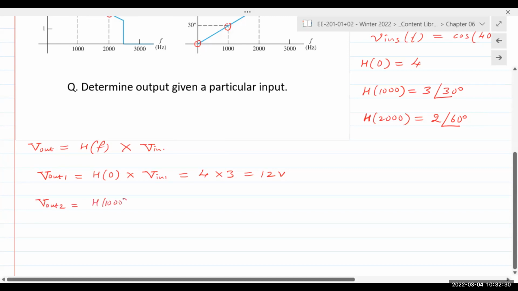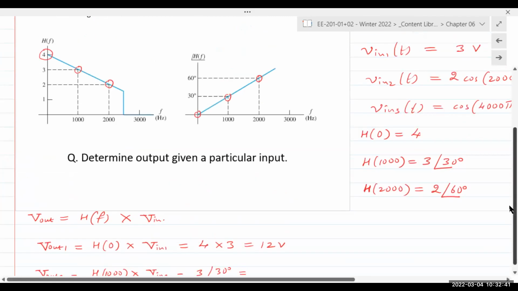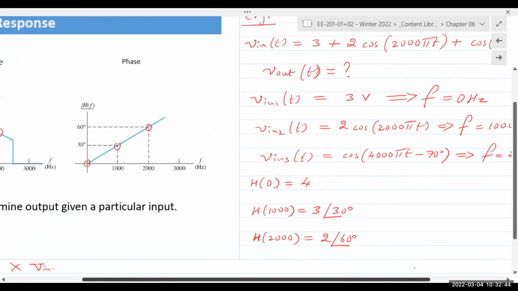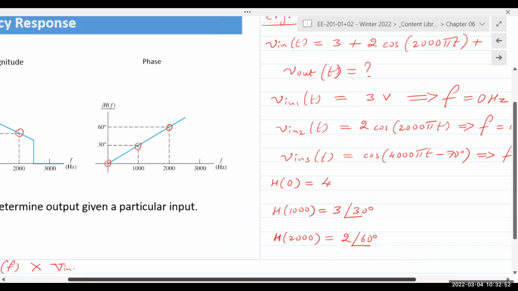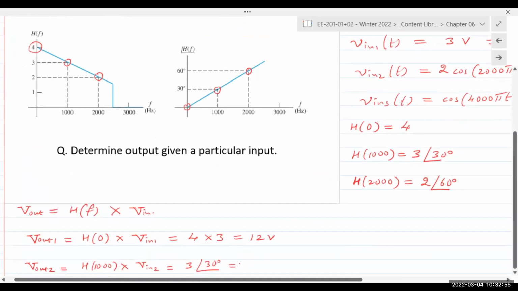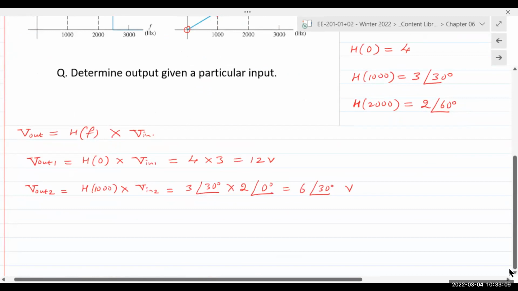This would be H of 1000 times V in 2. H of 1000 is 3 with an angle of 30. V in 2 is the phasor for V in 2 of t, magnitude of 2, phase angle 0. So V in 2 is 2, the phase angle 0, gives me 6, the phase angle of 30 degrees, volts.